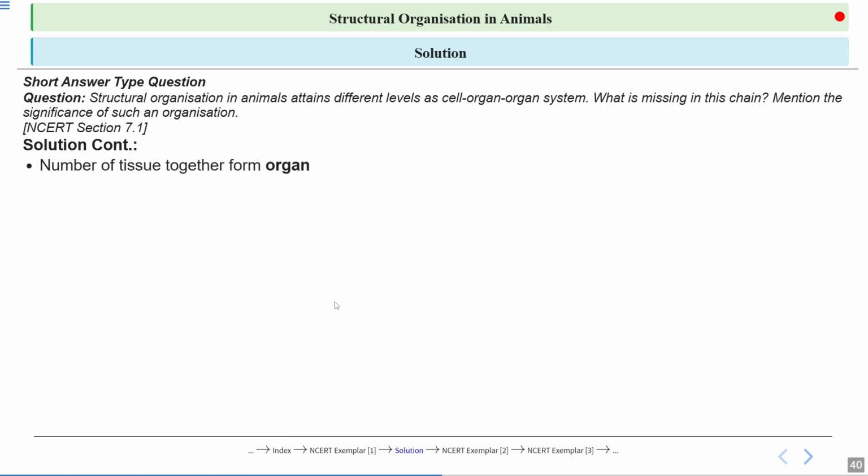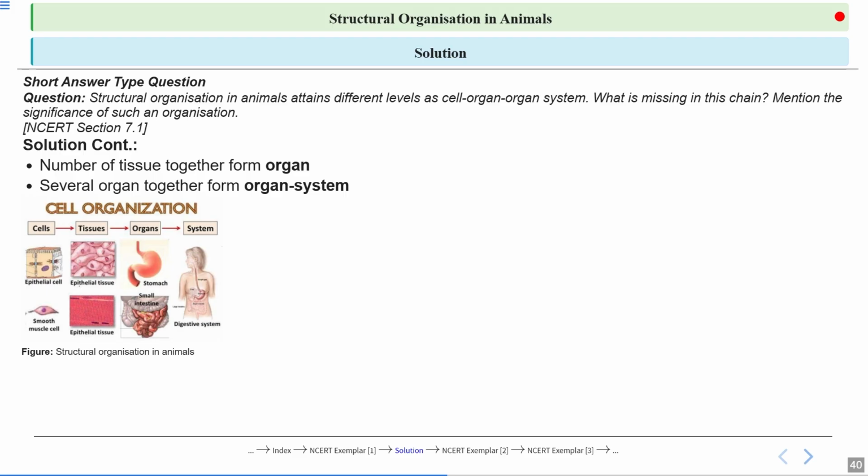A number of tissues together form an organ, and a large number of tissues, different types of tissue in fact, unite together to form an organ. And several organs together form the organ system, right?